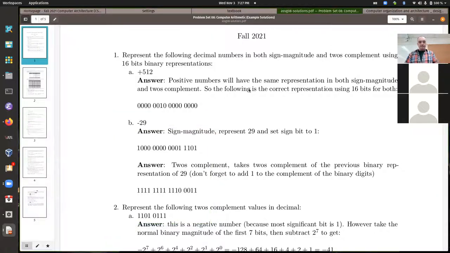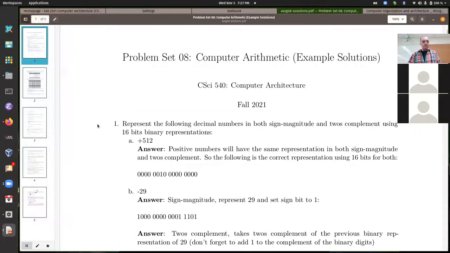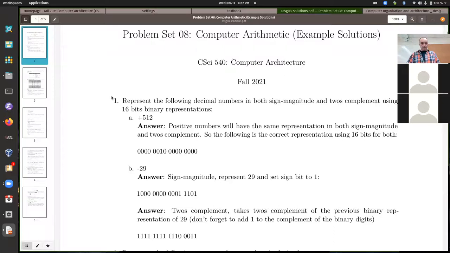All right. Yep, so let me go ahead and get started. I had a few things that I wanted to mention about the problem set that we just got back.